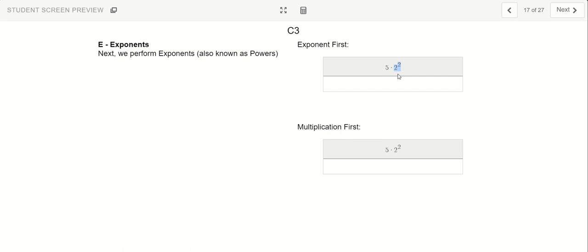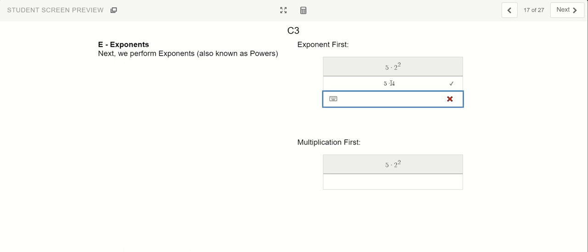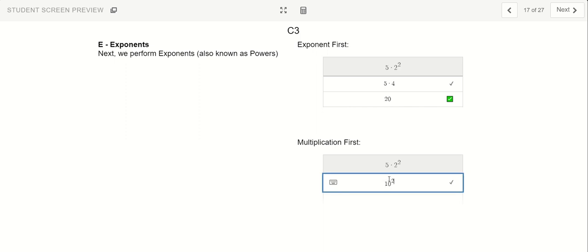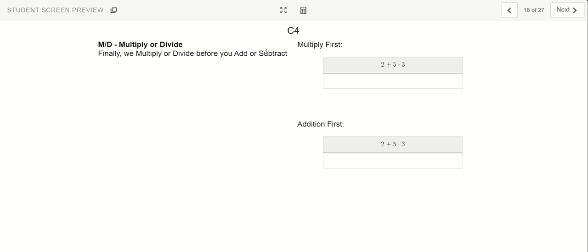2 to the second power, that's 2 times itself, which is going to be 5 times 4. And then 5 times 4 is 20. If I try doing this in a different order, if I try doing 5 times 2 first, 5 times 2 is 10 to the second power. And then 10 times itself is 100. Again, if I didn't do the exponent first, notice that I'm going to get a different answer. So I always want to do exponents next. After we do exponents, next we're going to do multiplication or division before we add or subtract. So here, we're going to do multiplying first.